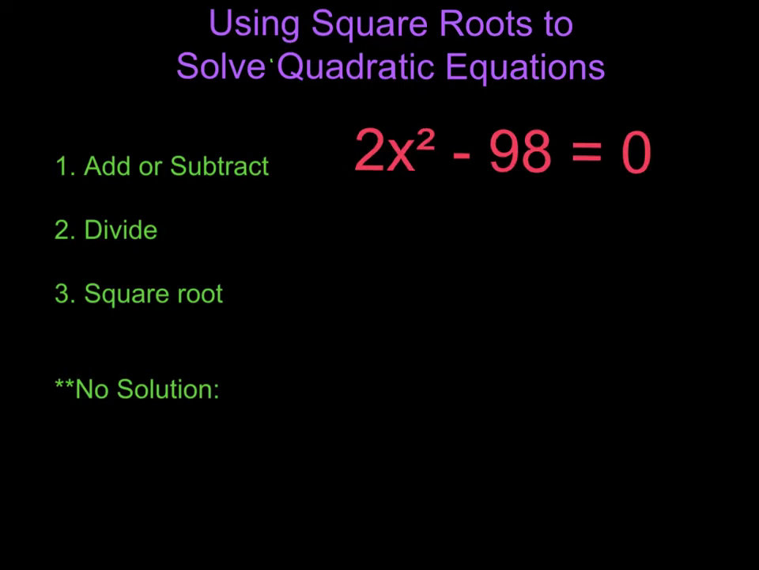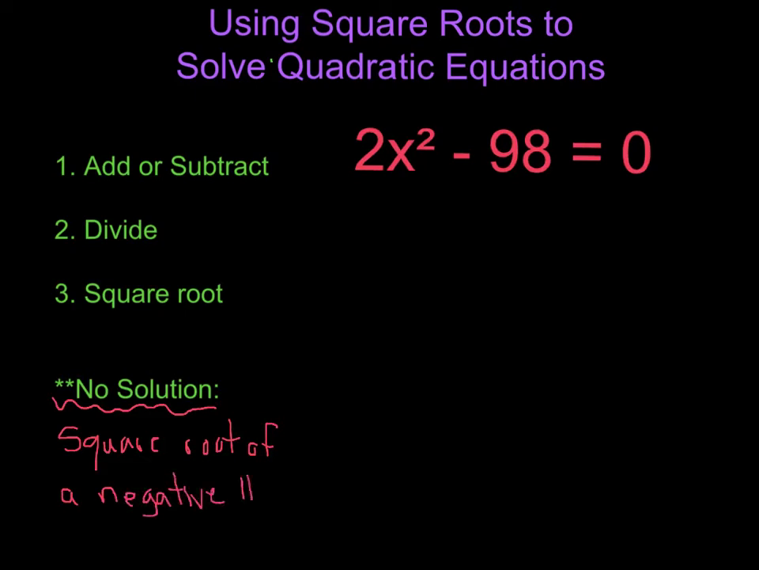Before we move on, make a little note to yourself that there is a possibility of having no possible solution. And that is, if at any point you're solving this equation, if you take the square root of a negative number, anytime you take the square root of a negative number, you will automatically know that it is a no solution.